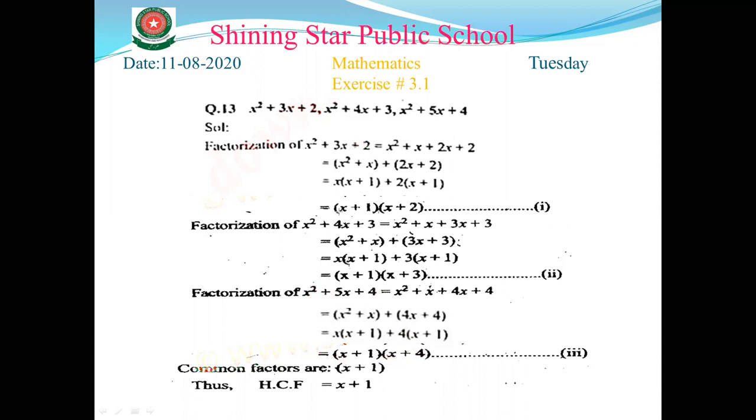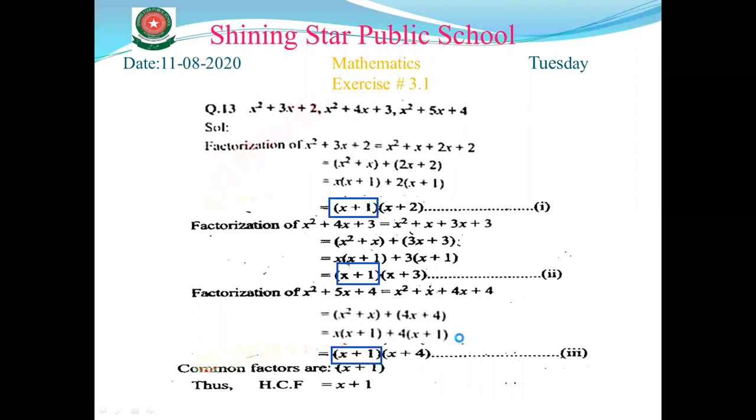Now from the first equation, we will get x plus 1. From the second equation, again x plus 1. And in third equation, we have again x plus 1. It means x plus 1 is the common in all the three equations. So common factor is x plus 1, and we can also say that x plus 1 is your HCF in this question, because x plus 1 is the highest common factor in this question.